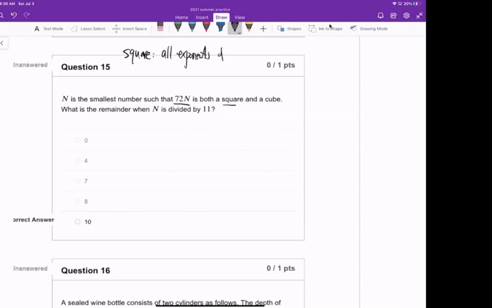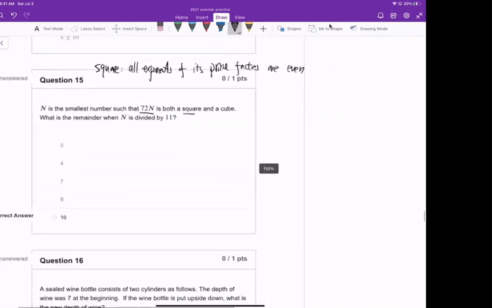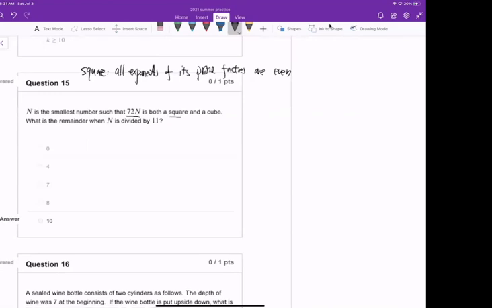All exponents of its prime factors are even in the prime factorization, right? For example, you can think of 100. We know it's 2 squared times 5 squared. And then you see this is even, this is even. Both of them are even.